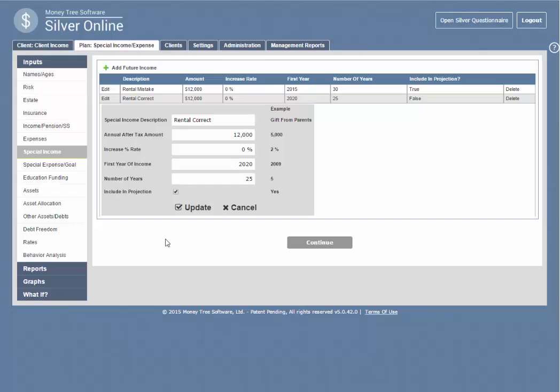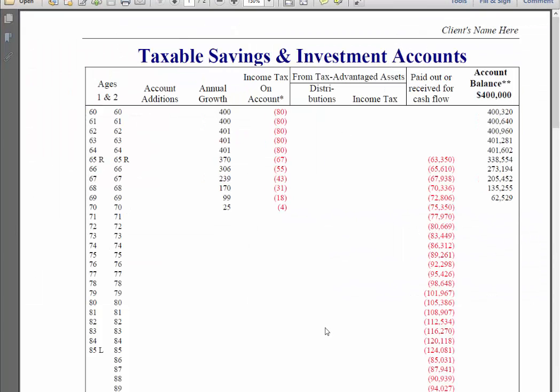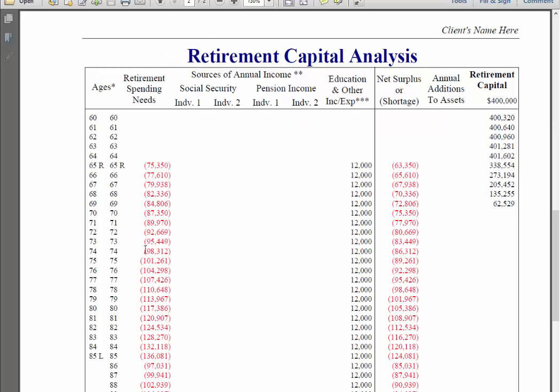To correctly input the rental income, we would start the income in the same year as the retirement. We would then, if applicable, adjust the term. We can now take a look at the report and see how the rental correction is being handled. By looking at the taxable savings page, we can see that there is no pre-retirement reinvestment of this income. We can also see that on the retirement capital analysis page.